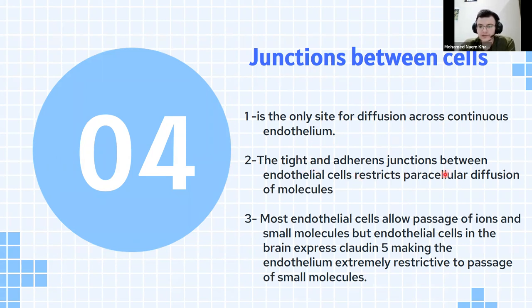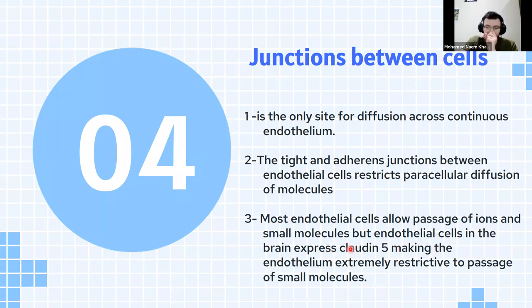Tight junctions and adhesion junctions between endothelial cells restrict paracellular diffusion of molecules. Paracellular is basically between the cells. So again, no loss of protein, and no loss of huge molecules that you don't want to lose. Same as the first one. Most endothelial cells allow passage of ions. We said that.